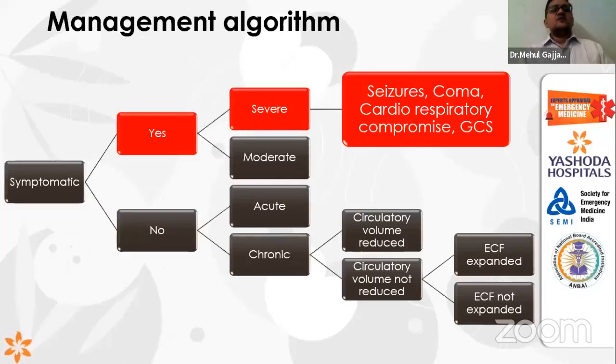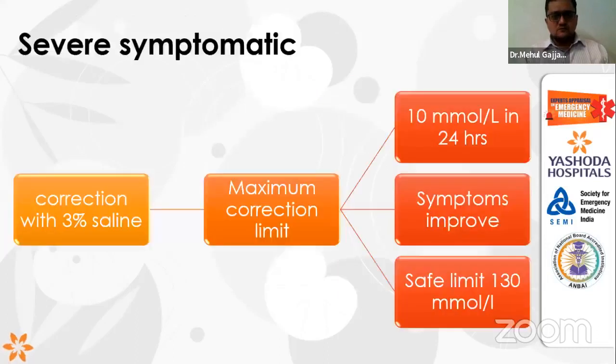If the patient is symptomatic and the symptoms are severe, like seizure, coma, cardiorespiratory compromise, or deteriorating GCS, at that time you have to act fast and correct the sodium level very fast. So here you have to correct the sodium level with 3% saline. You have to correct up to the maximum correction limit, that is 10 millimole per liter of correction. Suppose the sodium level is 105, you have to correct at least up to 115 millimole per liter in the first 24 hours, or correct till symptoms improve.